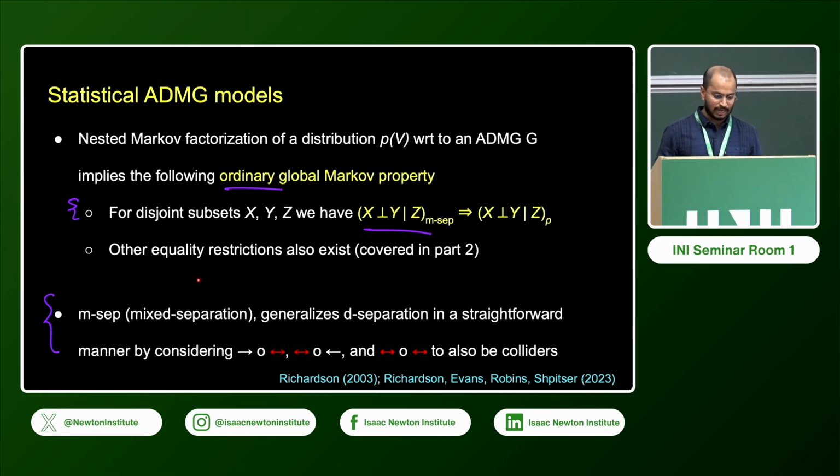But m-separation just generalizes d-separation in, I think, a fairly straightforward manner. So a collider in a DAG is just two directed edges meeting at a certain variable. A collider in an ADMG, you can also have them mixed with bidirected edges. So one directed, one bidirected, bidirected, directed, or both bidirected. Okay. But otherwise, the definition is essentially the same.